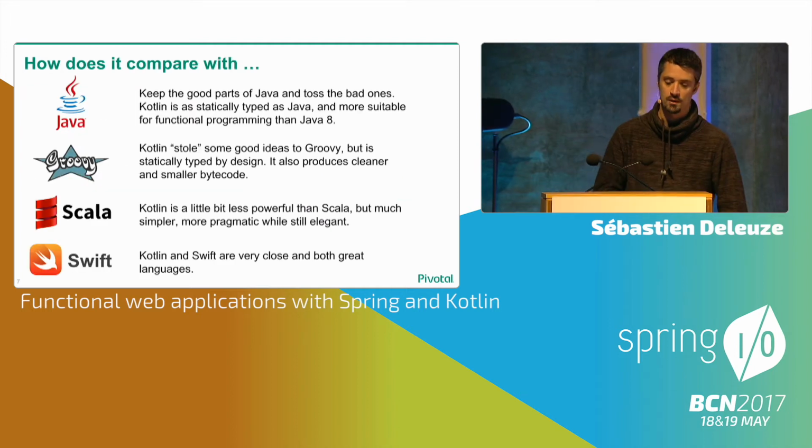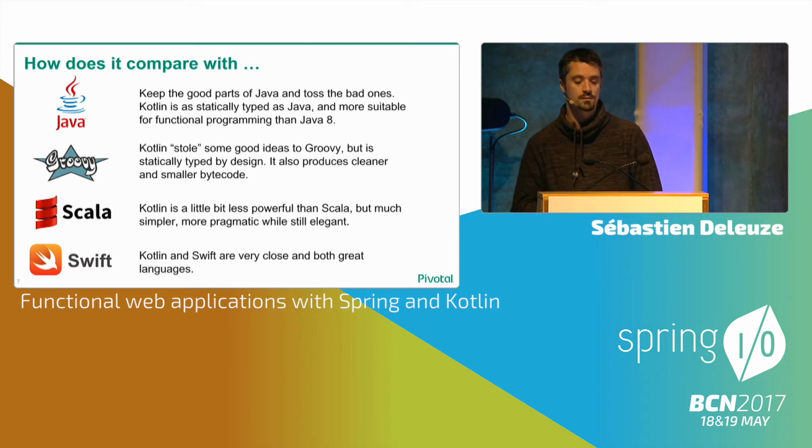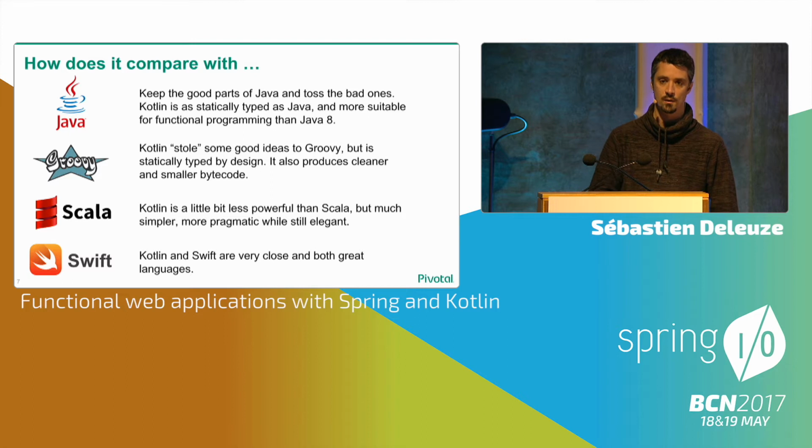How does it compare with Java, for example? I think it keeps the good parts of Java and tosses the bad ones. Kotlin is as statically typed as Java. In my opinion, it's more suitable for functional programming. Kotlin stole some good ideas from Groovy, but is statically typed by design, while Groovy is a dynamic language that provides optional static typing. And in practice, that makes a big difference.